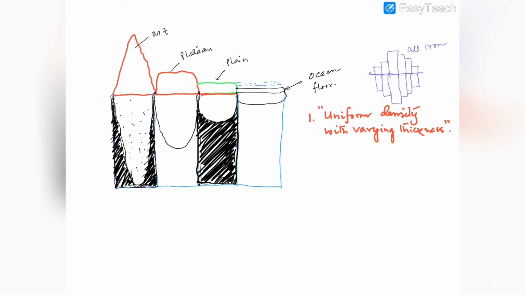Now, what is the meaning of this uniform density? You can always refer to this diagram. He used all iron pieces, right? But they are of varying length. See, the lengths are varying.